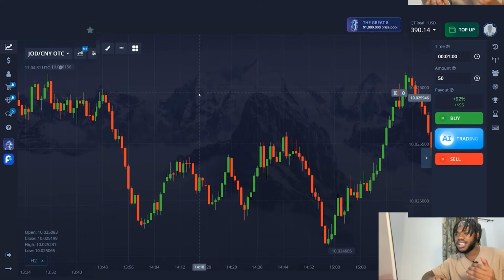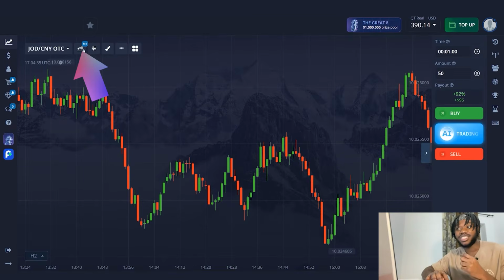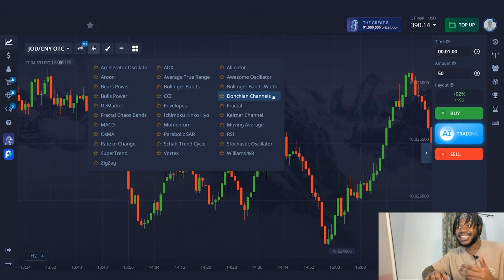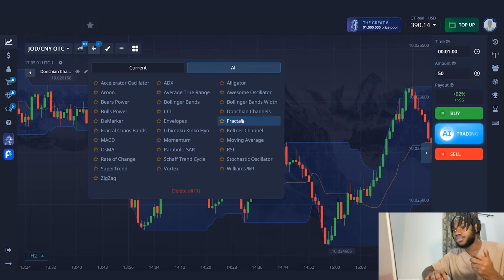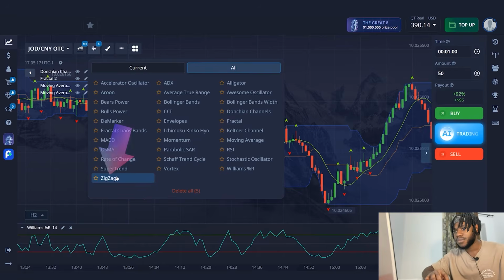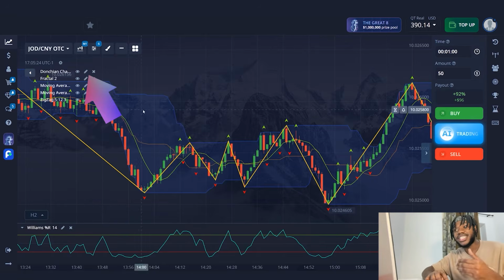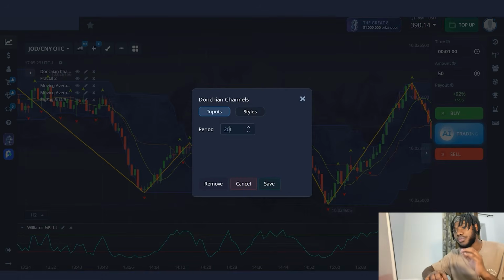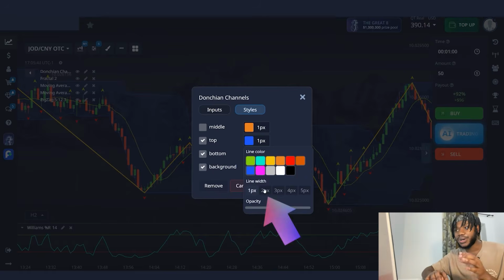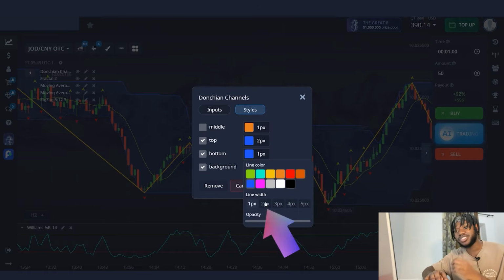and lines. Firstly, I'm going to set up an account for the strategy. In this strategy, I use a chart type of candlesticks. The time frame is 1 minute. Now let's go to the indicators section and select Donchian channel, fractal, 2 moving averages, Williams and ZigZag. The Donchian channel will have a 24-hour period. I will disable the display of the middle line in this indicator. I will also increase the thickness of the top and bottom lines.